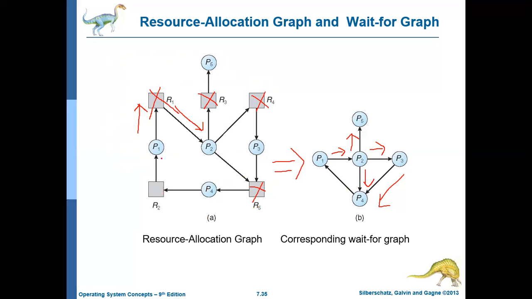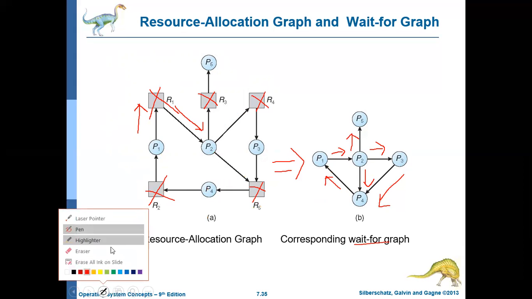And P4 to R2 and R2 to P1. So collapse R2, and we'll have P4 to P1. So this is the corresponding wait for graph for the given resource allocation graph.